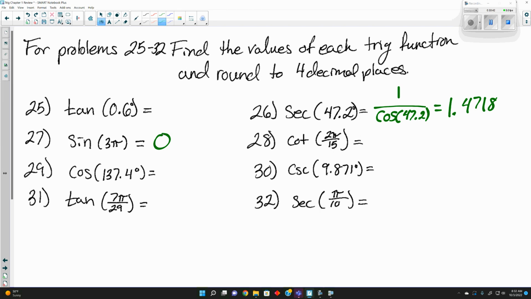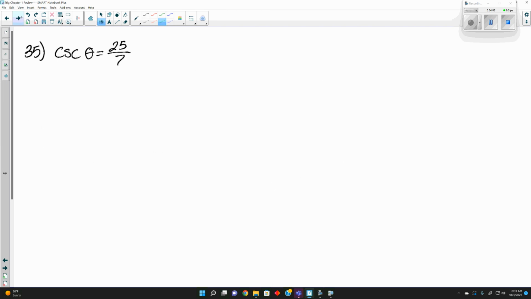Questions on this? I think y'all like these, where you're just converting it to a decimal. These are all you just type into the calculator and go from there. We good with 25 through 32? Okay. It seems I lost 33 and 34, but I believe 35 is just like those two.